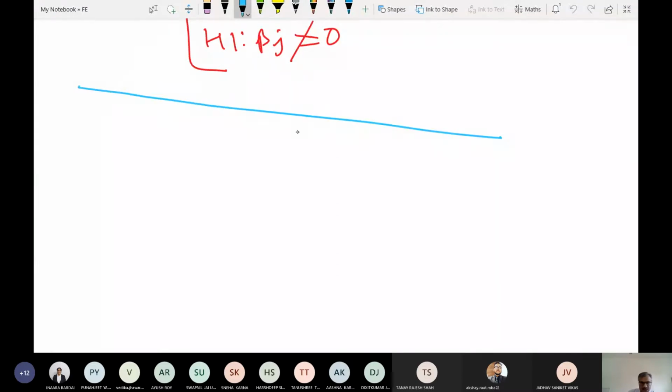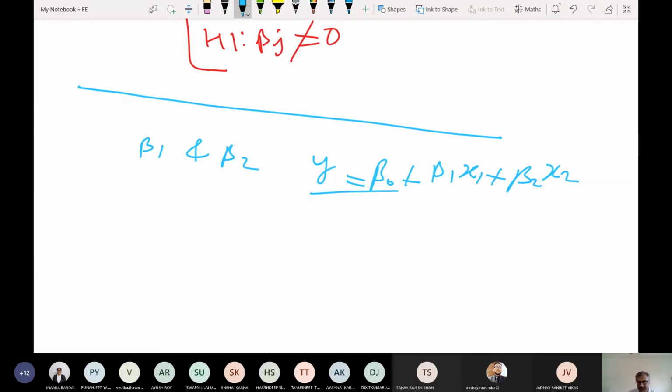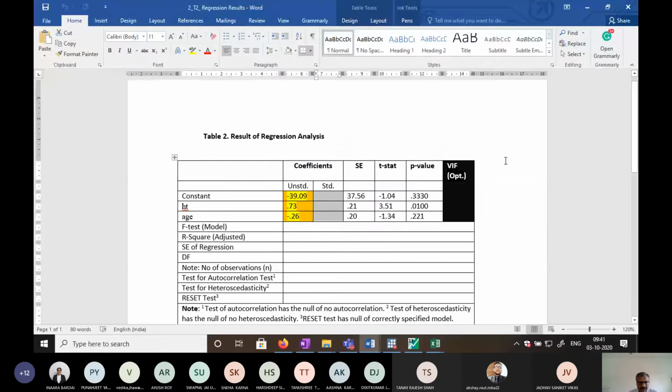We are saying that we have got two, beta 1 and beta 2, because our regression equation is beta 0 plus beta 1 x1 plus beta 2 x2. So here we are having two coefficients, beta 1 and beta 2. As you have seen here also, we have got height and age. So the coefficient of height is beta 1 and coefficient of age is minus 0.26.